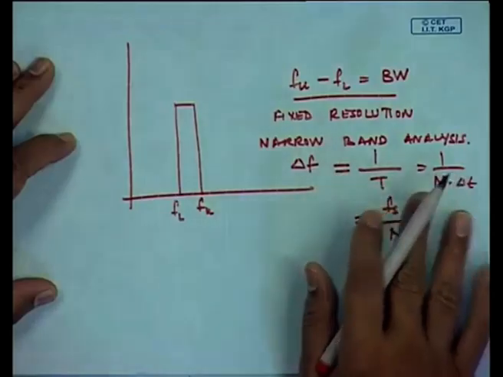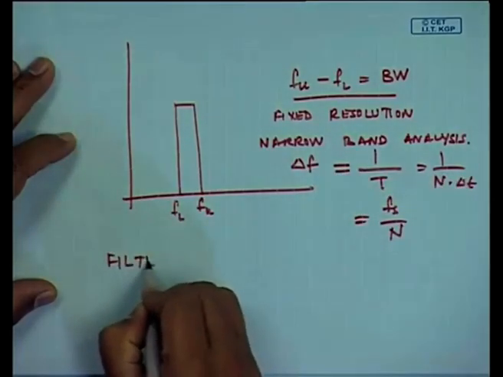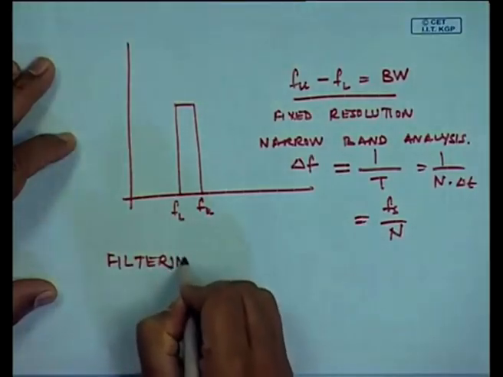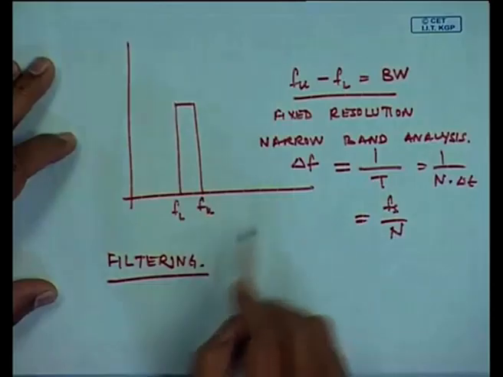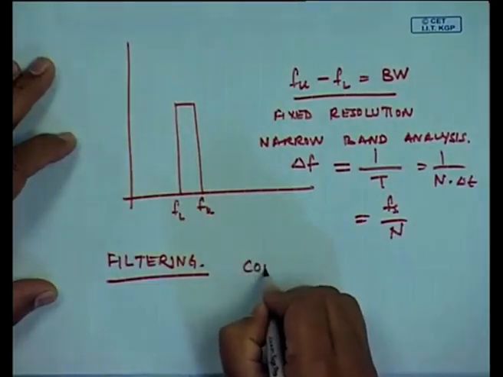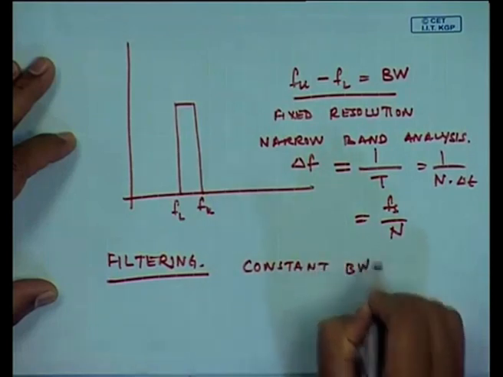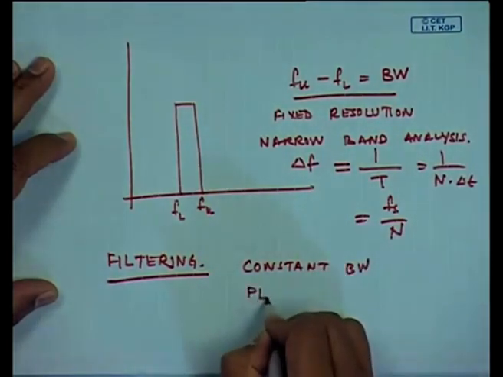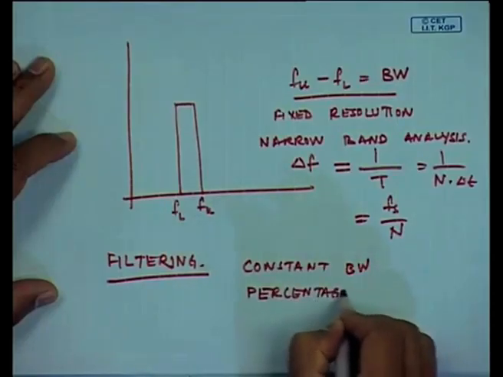But if FFT analysis was not done, but I am doing a frequency domain analysis by filtering, I can set filters of different bandwidth, I can set filters of constant bandwidth, or another filter is percentage bandwidth.